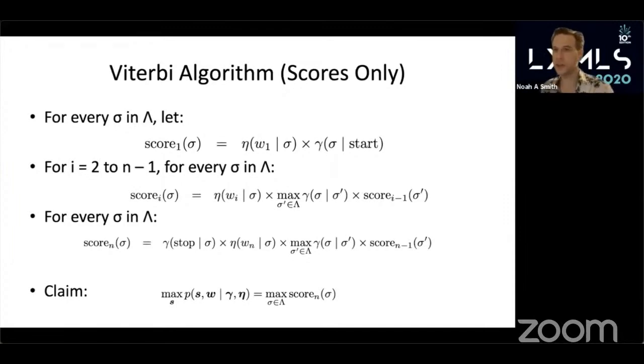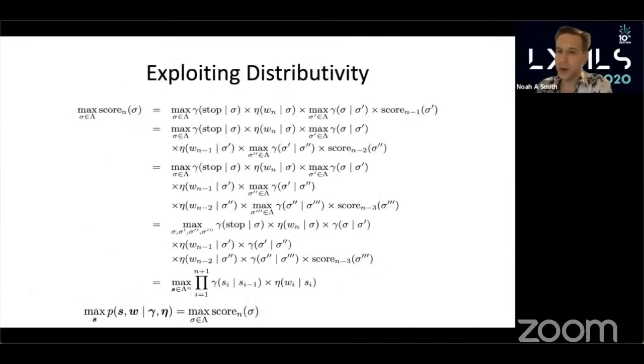Okay, so those are the scores, and my claim is that if I do all this calculation and then ask for the max score in the very last column, score sub n, across all labels, that will be the highest joint probability of any state sequence together with the words that I've observed. I am not going to walk through the proof.